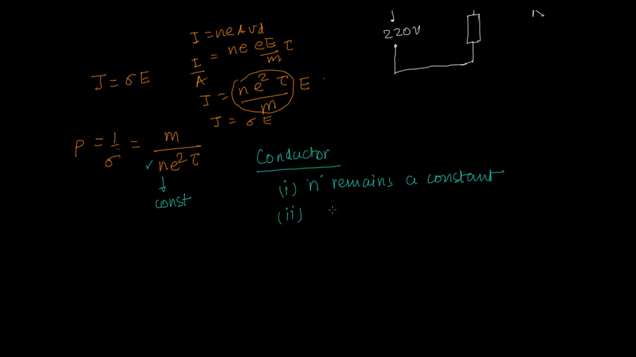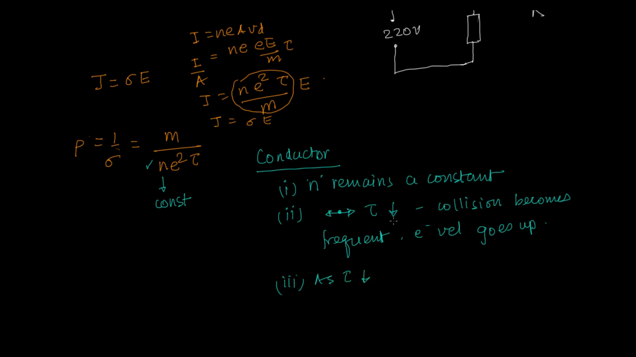So what must be happening? As you increase the temperature, and it's a solid, the molecules start vibrating at their positions. Due to this, the electrons start moving faster, and they start colliding more often. So tau goes down. The relaxation time goes down because collisions become more frequent, because energy is increasing and the electron velocity goes up. They're traveling faster. As tau goes down, rho goes up.